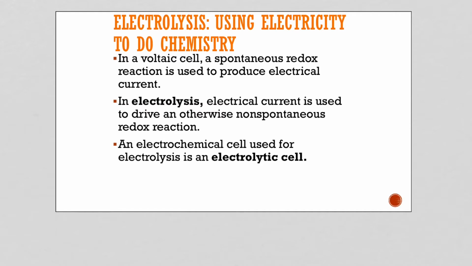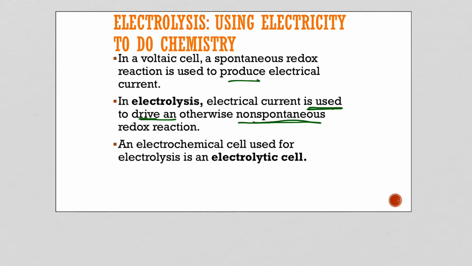So while voltaic cells were utilizing a spontaneous redox reaction to generate electricity, in an electrolysis cell, electrical current is added to drive or to force, if you will, a non-spontaneous redox reaction to occur. So basically, we're going to force something that wouldn't be spontaneous to occur by supplying electrical current to it.